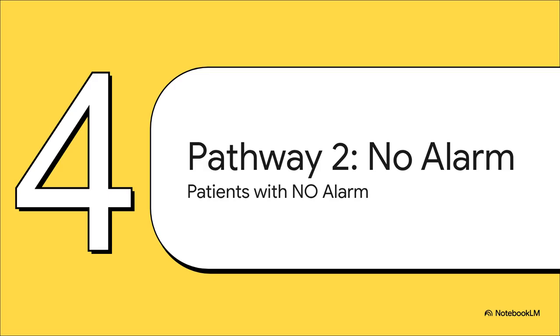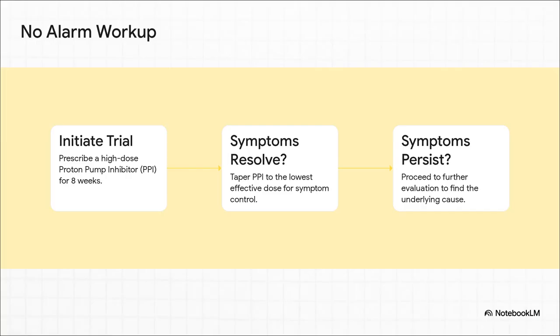Now, let's talk about the much more common scenario, pathway 2. This is your game plan for that patient who has esophageal-sounding chest pain, but absolutely no red flags. Here, the whole philosophy flips. We treat first. Why? We're leveraging the super high probability that this is just GERD. The move is to start an empiric trial of a high-dose proton pump inhibitor, or PPI, for a solid 8 weeks. If their symptoms go away, fantastic. You've likely found your culprit and you can start tapering the dose. But if the symptoms stick around, well, then it's time to dig a little deeper.